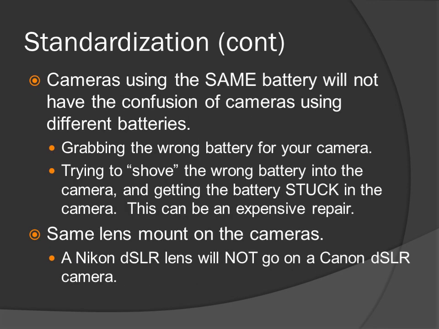Cameras using the same battery will not have the confusion and problems of cameras using different batteries, such as grabbing the wrong battery for your camera. Get to the event, try to put the battery in the camera, and find out it doesn't fit. Or trying to shove the wrong battery into the camera and getting the battery stuck in the camera. This can be an expensive repair. Or the same lens mount on the camera. A Nikon DSLR lens will not go on a Canon DSLR camera.